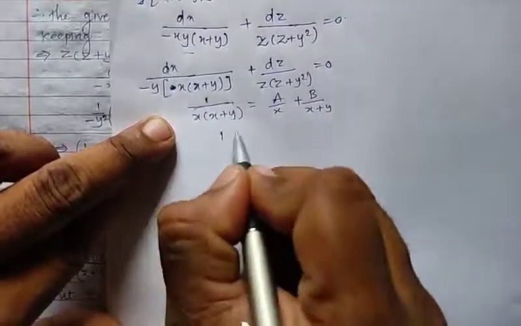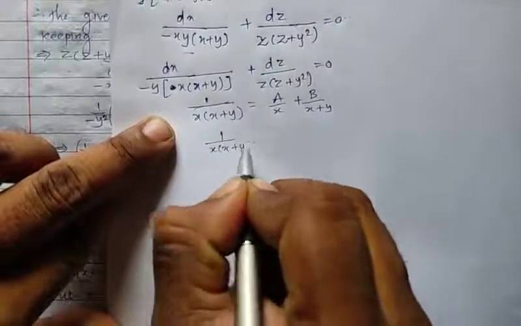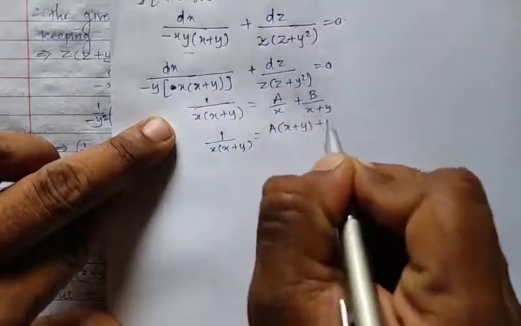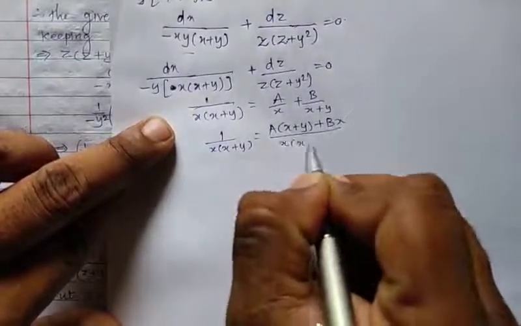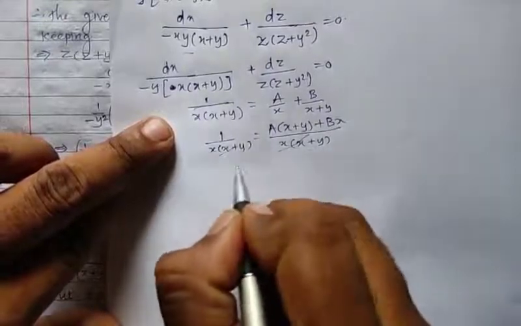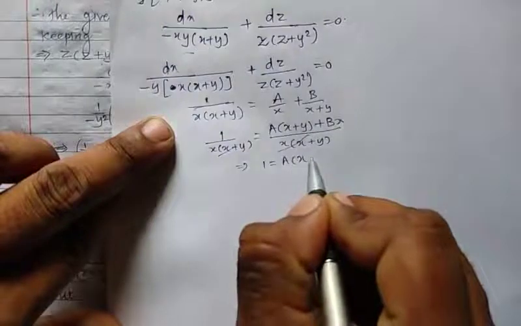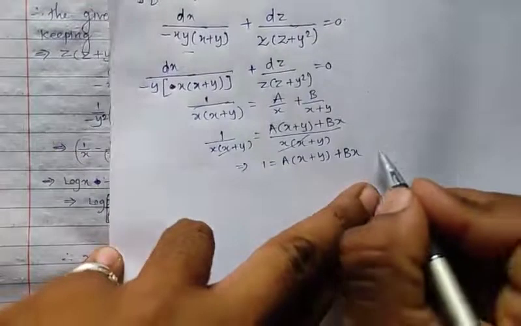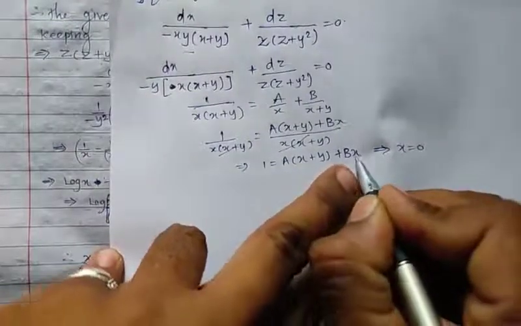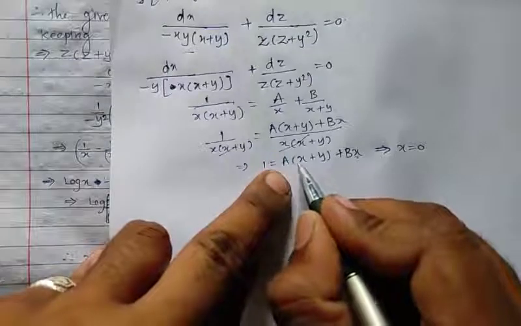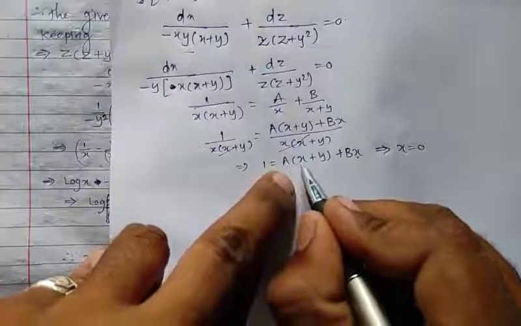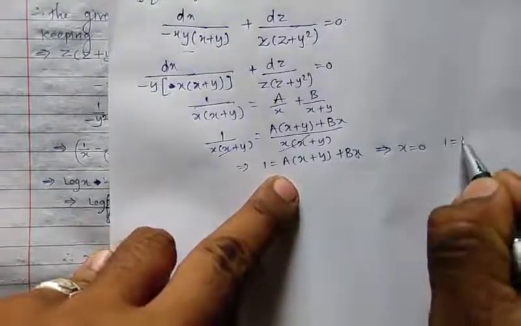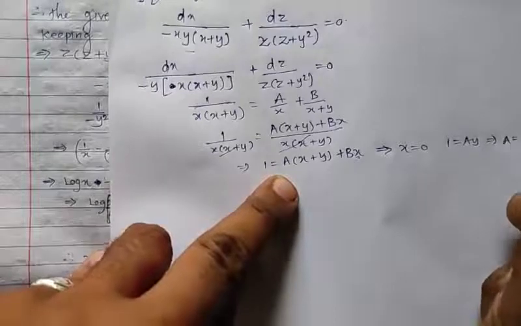So taking 1 upon x(x + y) equal to a(x + y) + bx upon x(x + y) by cross multiplication, the denominators cancel. So we get 1 is equal to a(x + y) + bx. Now first I will substitute x equal to 0, so the coefficient of b is 0. Then 1 is equal to a·y, so the value of a will be 1 upon y.